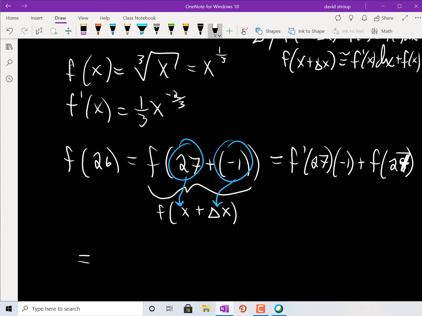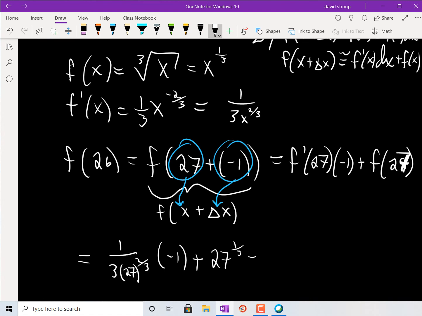Okay, so then we plug this material in, so I'll have 1 over 3 times 27 to the 2/3. I'm just plugging that into the derivative formula, if I rewrote it with a positive exponent, times -1, and then plus f of 27, which is the cube root of 27, of course, or 27 to the 1/3. And the magic of this, you could do all this in your head. All right, so you have -1 all over 3 times 27 to the 2/3, and 27 to the 1/3 is 3, and then 3 squared is 9. So 27 to 2/3 is 9. And then plus 27 to the 1/3 is 3.